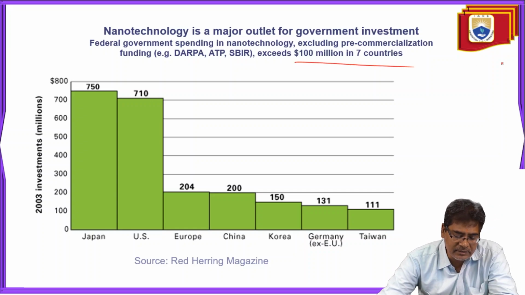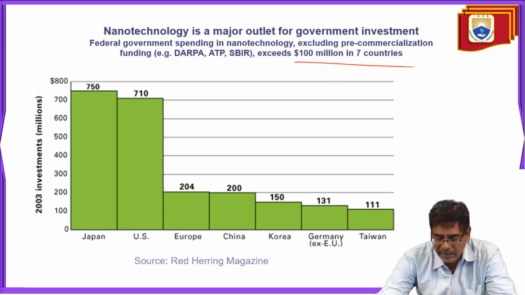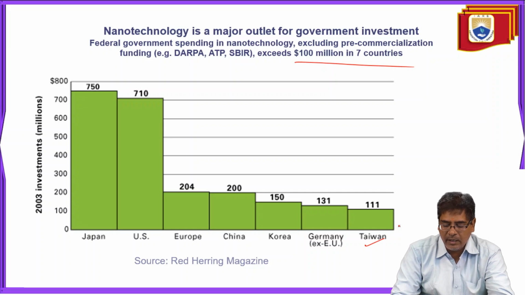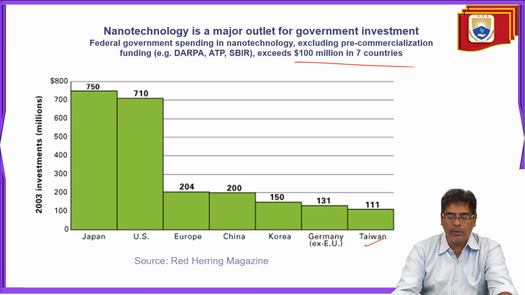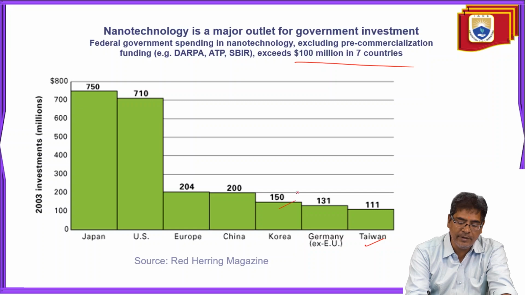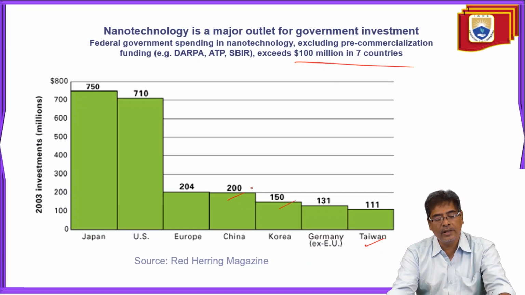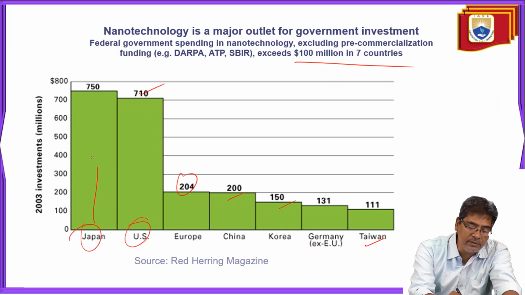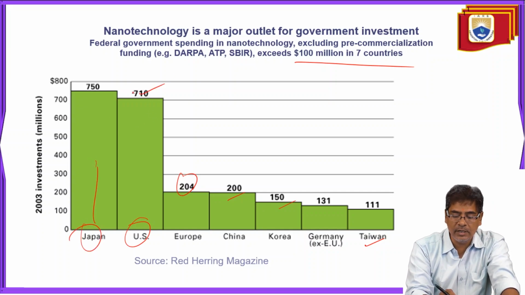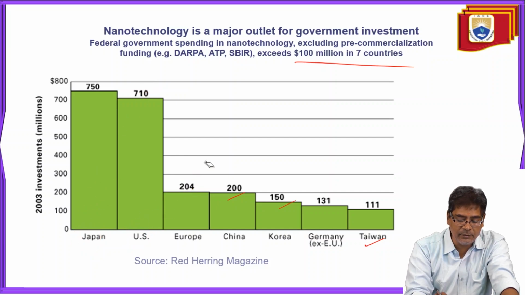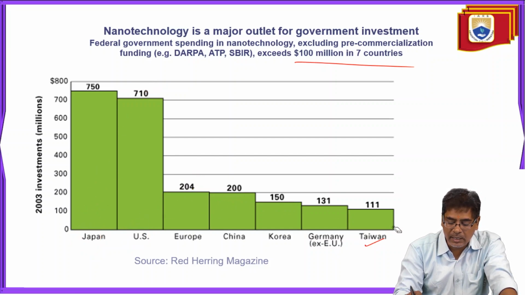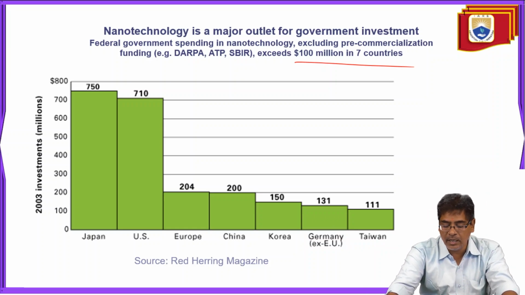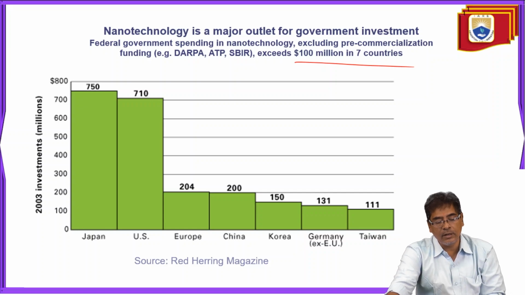Here Taiwan is generating around 111, Germany is around 131, Korea is around 150, China is lagging around 200, whereas Europe is around 204 and the US is around 710. Above that we have Japan, whose government investment is the major outlet. That means Japan is investing much more in these technologies compared to other countries like the US, Europe, China, Korea, and Germany. Right, it is around 750.